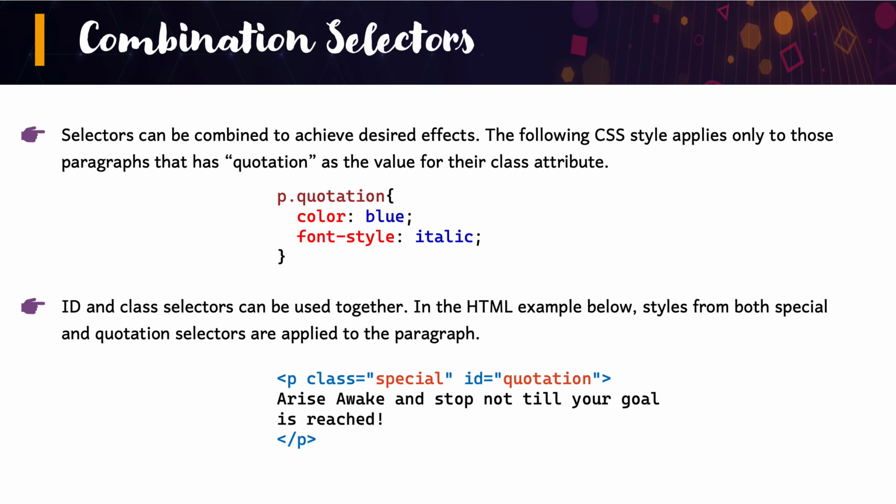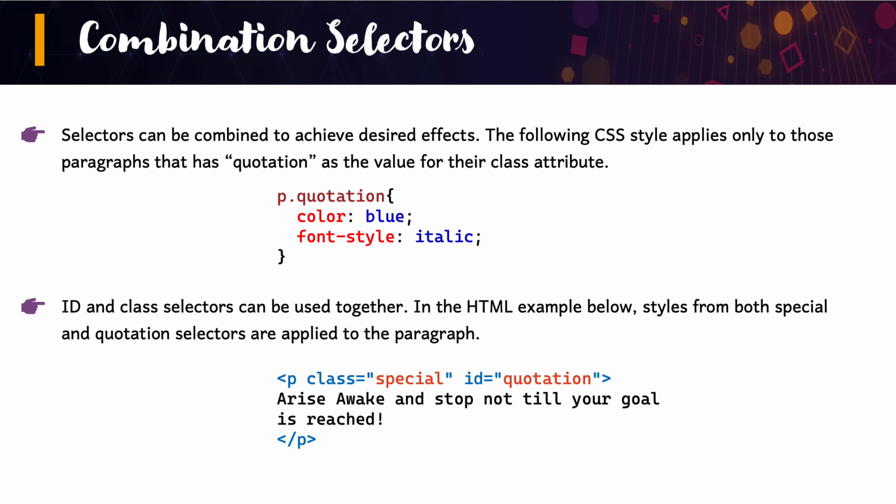So, if we have a paragraph that obviously is a p tag but that also has quotation for the class attribute, then this particular style is applicable. So you can restrict where you want this particular style to be applicable by combining the selectors.